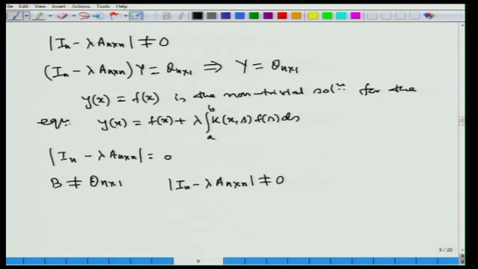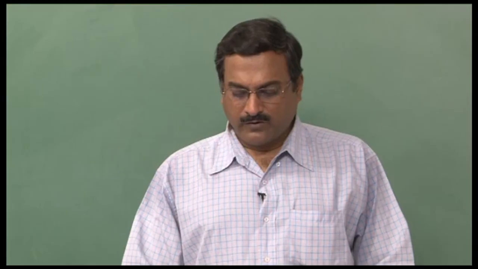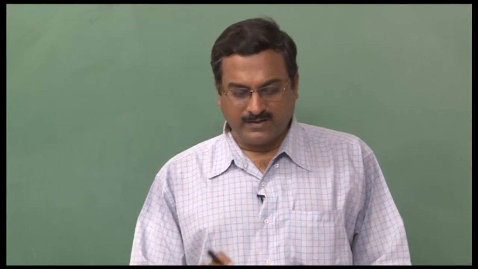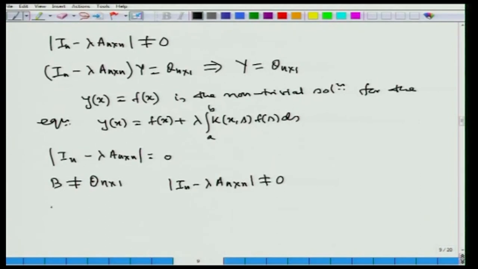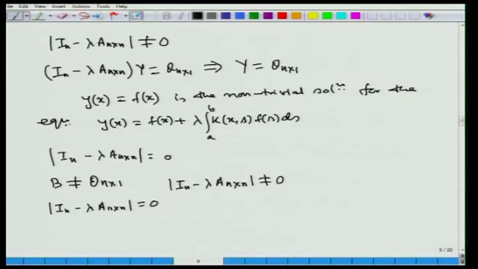So, for b not equal to theta n cross 1, we will have a unique solution to the Fredholm integral equation if this determinant does not vanish. And in case this determinant I n minus lambda A n cross n is equal to 0, then the system of equations will be either inconsistent, and if inconsistent, there does not exist any solution, or they are redundant. In case of redundant equations, we will have infinitely many solutions for the given problem. So, this is all about the discussion regarding the nature of solutions of the Fredholm integral equation associated with the nature of the determinant I n minus lambda A n cross n, and whether the matrix B is a null matrix or a non-null matrix.